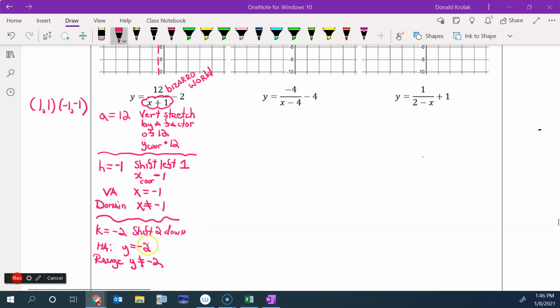Okay, so I didn't write it down on this, but this one right here, to shift down 2, you take your y coordinate and you subtract 2. So to graph this correctly, whatever order I end up doing it in, this multiplying by 12 has to happen before I subtract 2 from the y coordinate.